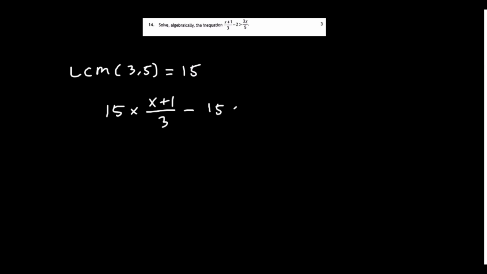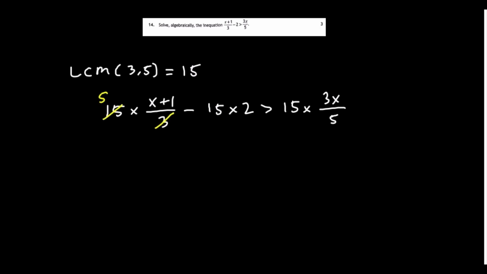Solve algebraically the inequation (x + 1)/3 minus 2 is more than 3x/5. So I like doing these equations by just multiplying through by the LCM of the denominators. So we start by doing the LCM of 3 and 5, and that would be 15. And then we just multiply through by 15. So 15 times (x + 1)/3 minus 15 times 2 is more than 15 times 3x/5. And the reason that's useful is because it cancels out the denominators.